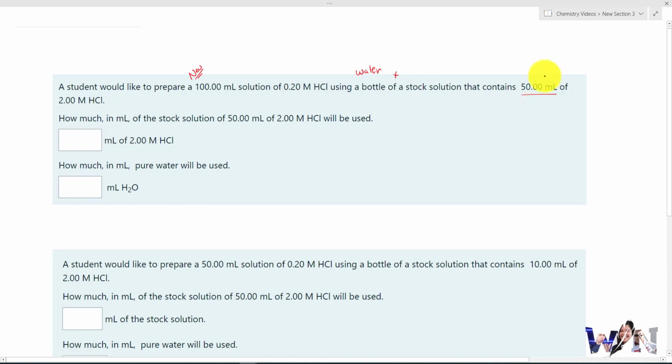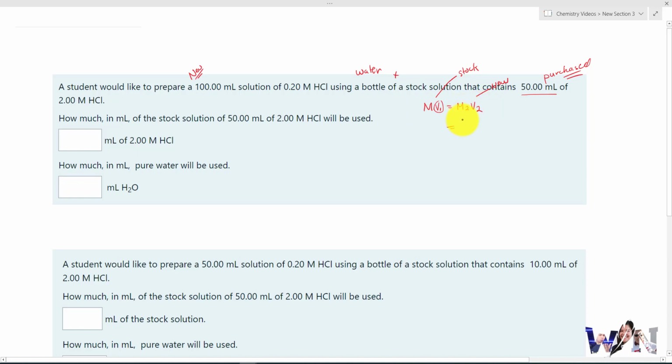Now this bottle is usually purchased and given to us during a lab. So we're not going to use 50 milliliters, we only use some of it. In the previous lesson, we learned M1 times V1 equals M2 times V2. This is talking about the stock solution, and this is talking about the new solution. But we don't know how much we are going to use from our stock solution, so we have to solve for it. But we know all the other variables already.